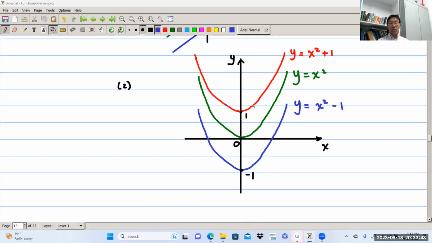I think you saw this example. y equals x squared is this green parabola through the origin. Now if I consider y equals x squared plus 1, so f of x equals x squared, what is f of x plus 1? It's just x squared plus 1. Then you just add 1 to all the outputs. So you shift the graph of y equals x squared, this green parabola, upward by 1 unit. Similarly, y equals x squared minus 1 is obtained by shifting y equals x squared downward by 1 unit.